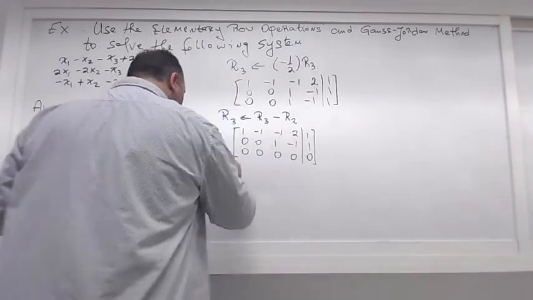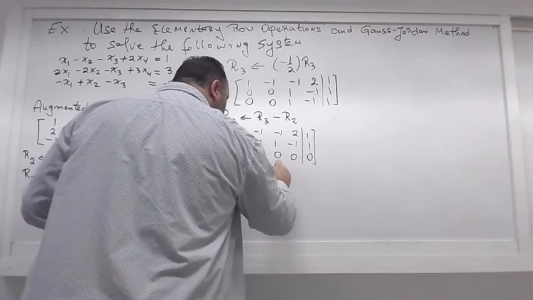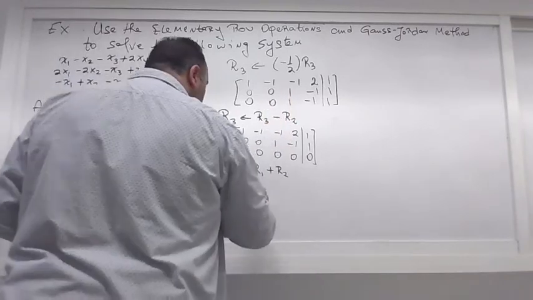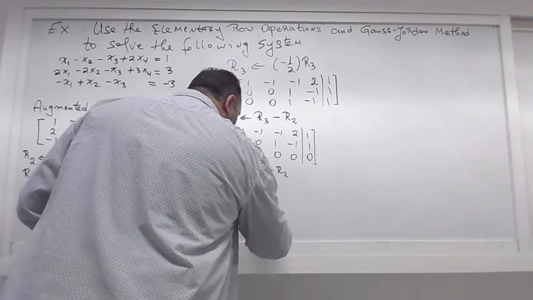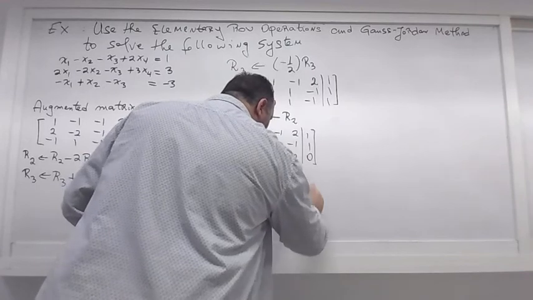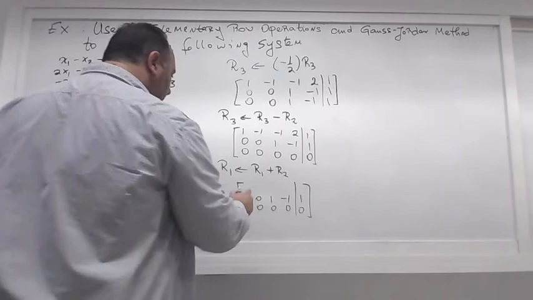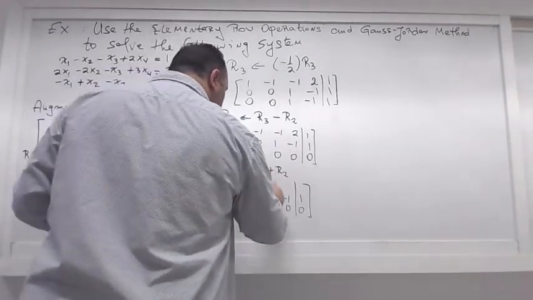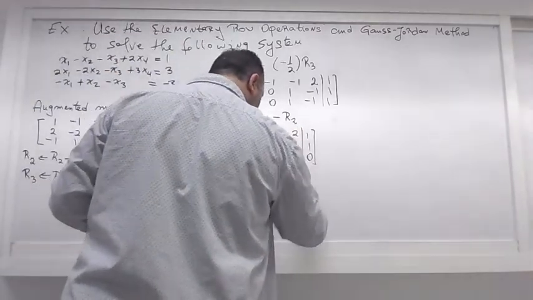I need to kill this guy. So row 1 is replaced by row 1 plus row 2. Row 2 and row 3, they don't change. Bad news, you need to copy still the row 3. You cannot just dump it. You keep it there. So this plus this, 0. This plus this is 1. This plus this is 2.